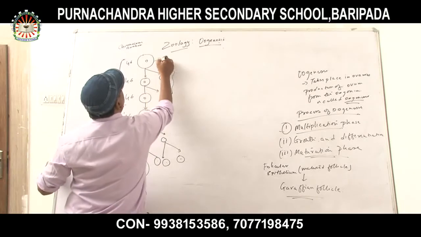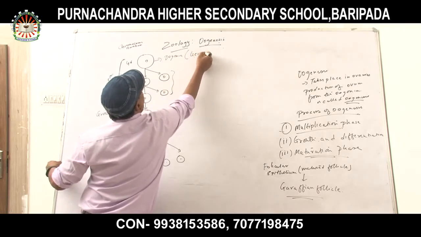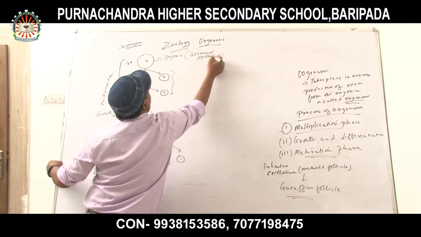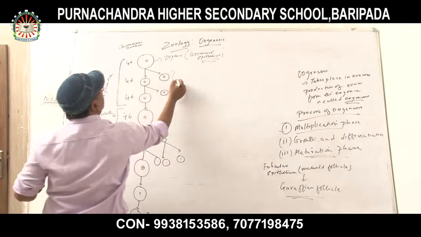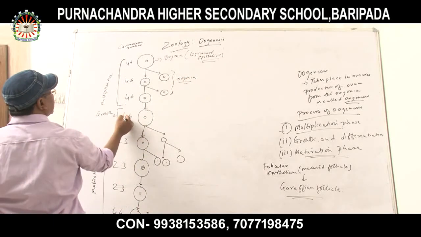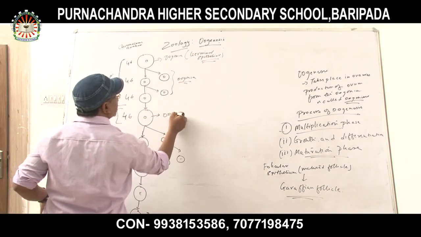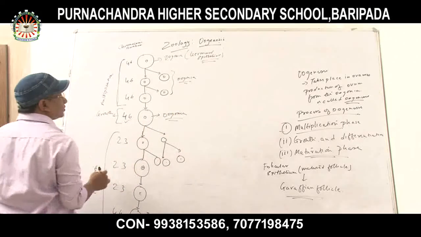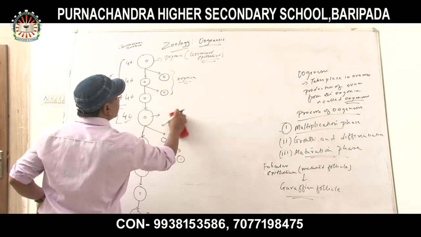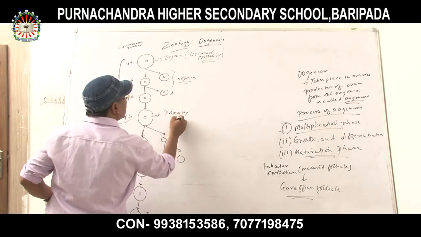These are all oogonia, from the germinal epithelium. These oogonia have 46 chromosomes. Then this is the primary oocyte.